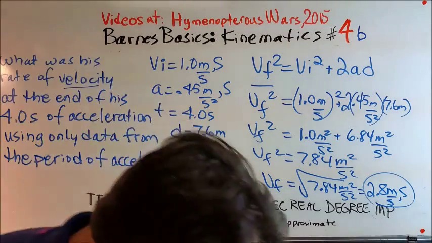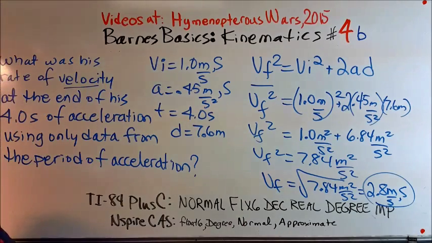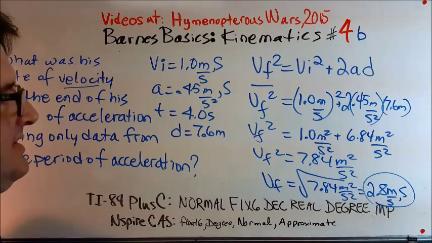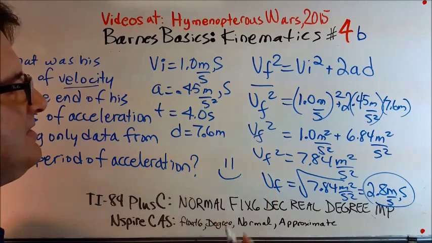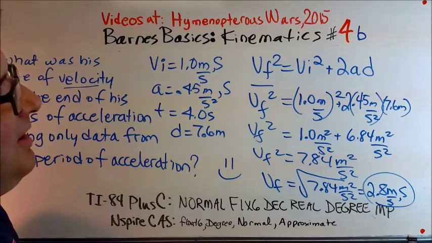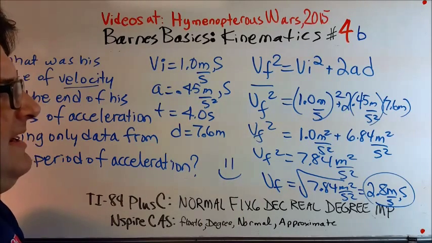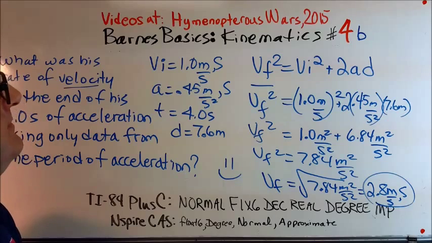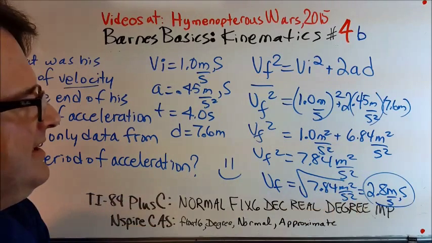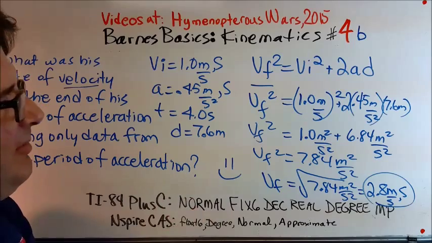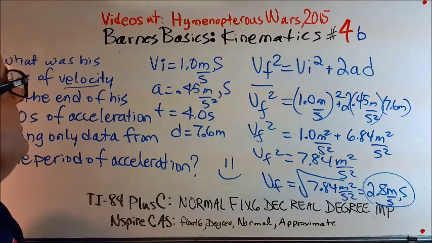So that successfully answers what my rate of velocity was at the end of my 4 seconds of acceleration using only data from the period of acceleration. That was kind of nice. It wasn't too jumbled up. I like this problem a little bit better than the first one as far as neatness. It's important to be neat for your teacher. Be neat. Circle your answers. I don't know if you have to put a happy face. That's just something I want to put.